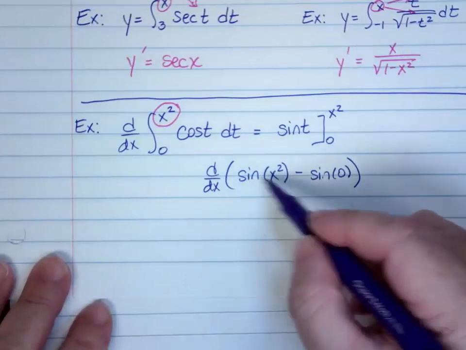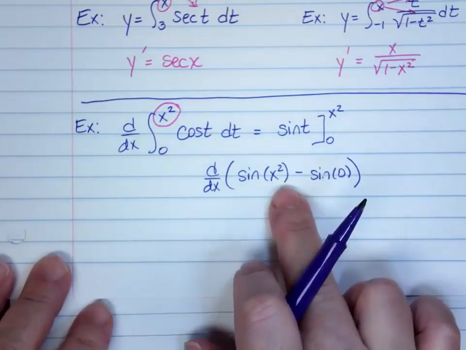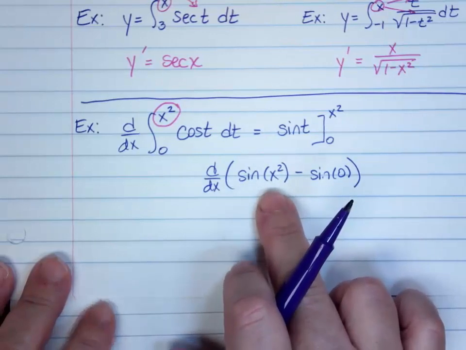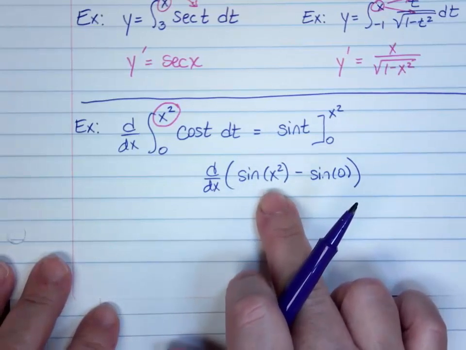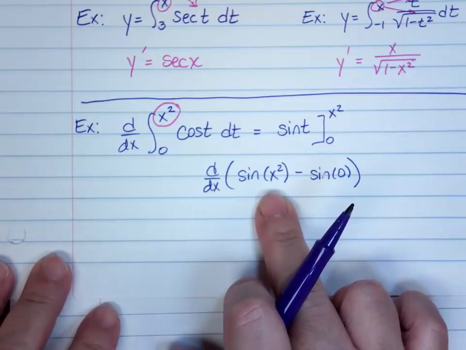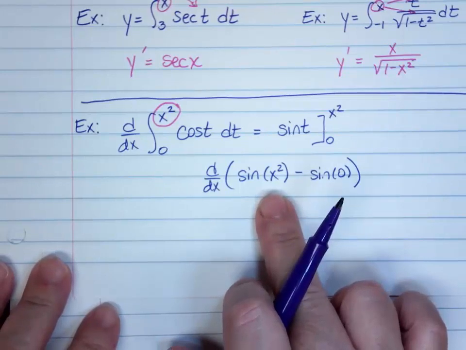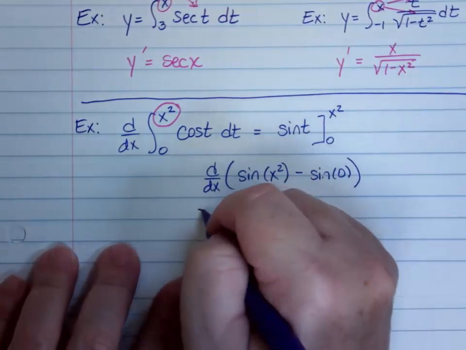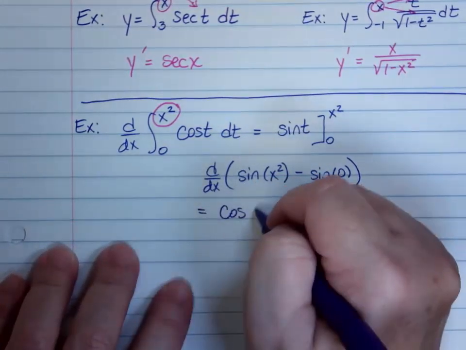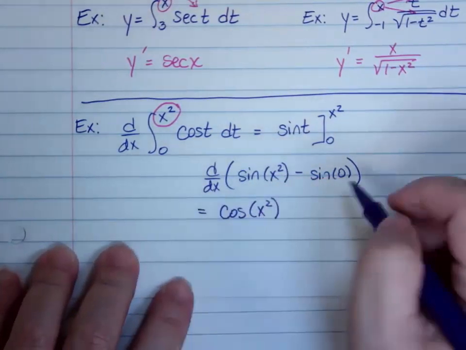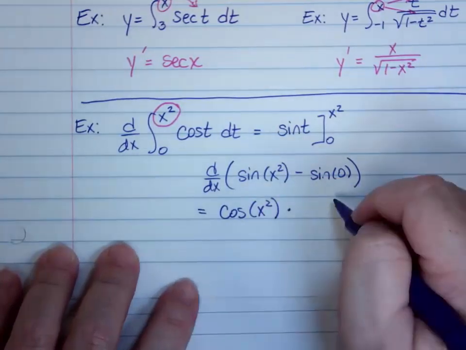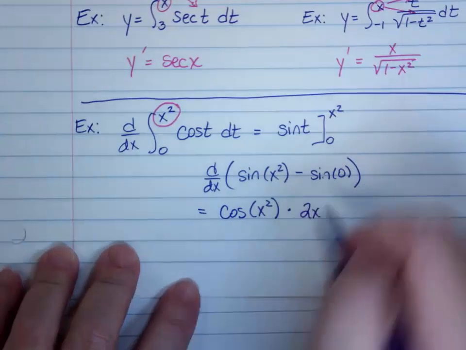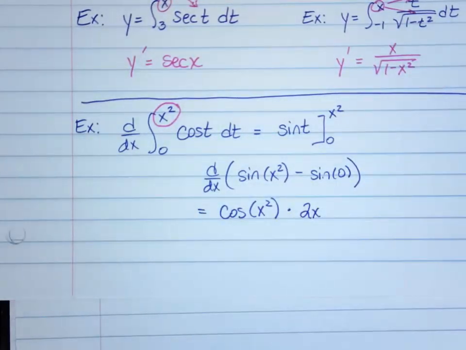Okay, now, take a look at the function that you have created by putting x squared in here. Because this is an x squared and not just an x, you have to use a rule when you take its derivative. What rule do you need? You need chain rule. So the answer to this is cosine of x squared times what? 2x. 2x, the derivative of the inner.